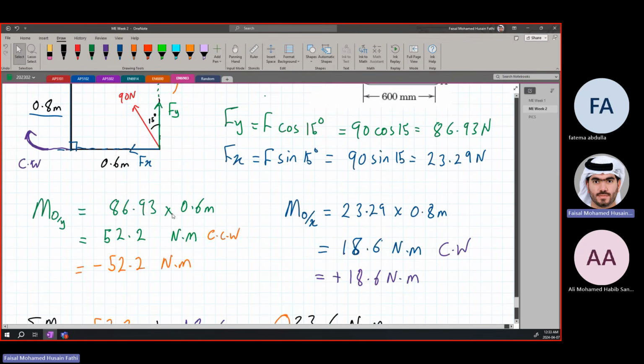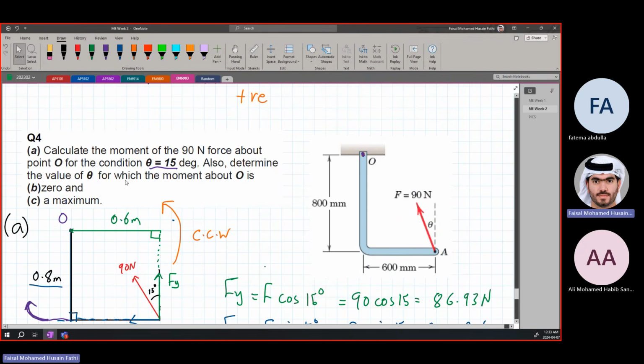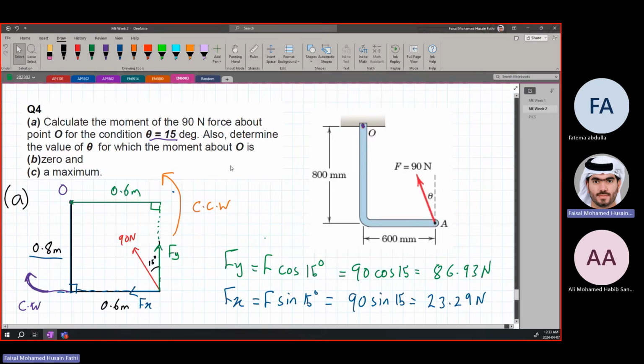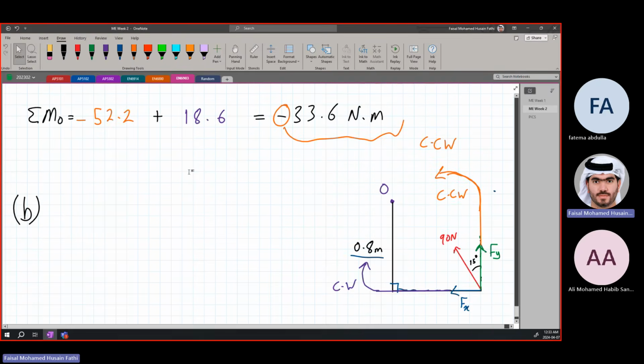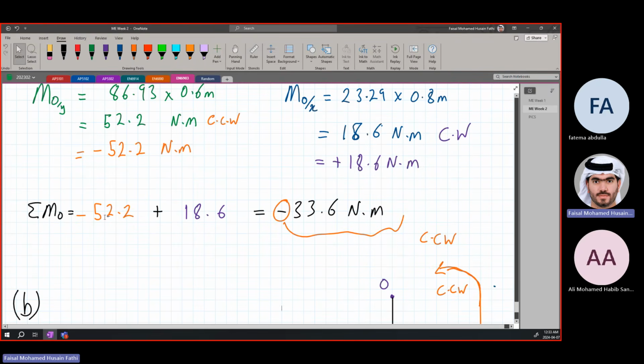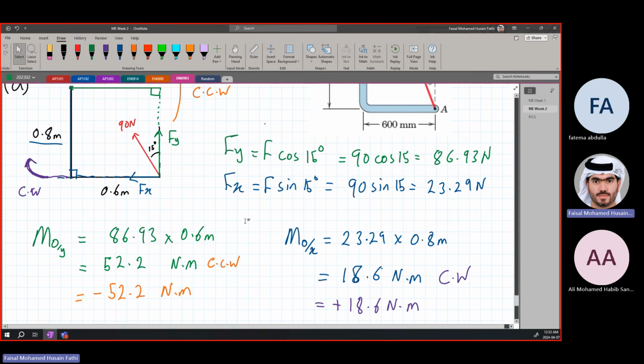Okay. Now part B is asking when the moment about O is equal to 0. What does that mean? It means this total moment, the answer has to come out as 0. Here we did minus 52.2 plus 18.6. The final answer should give us 0. So how do we do that?